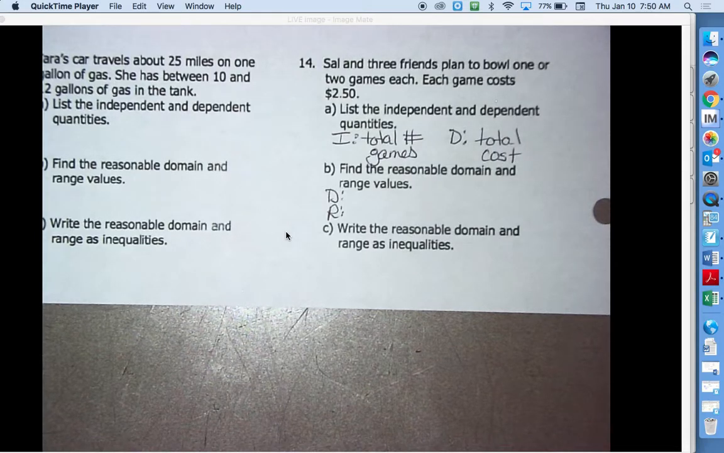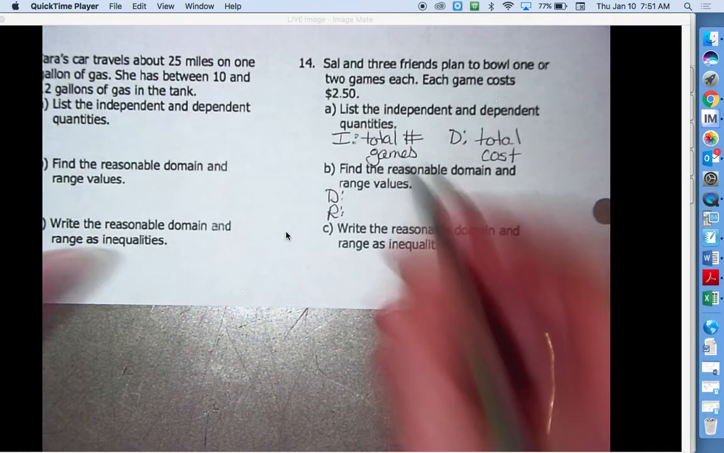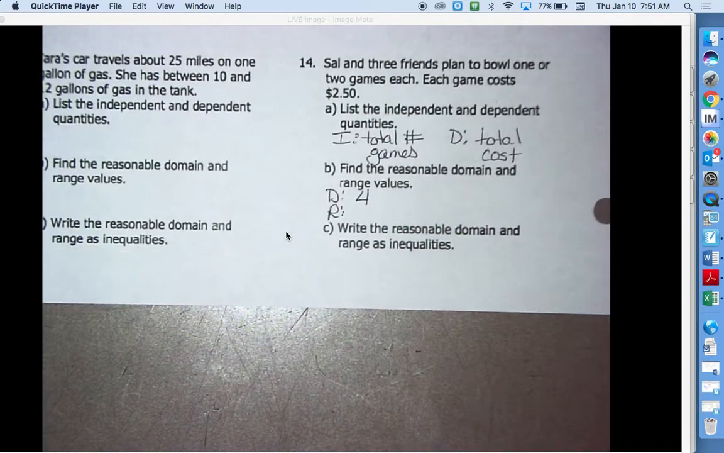So it says find a reasonable domain and range for these values. Well, if Sal and 3 friends plan to bowl 1 game or 2 games, how many games would you be playing? Or how many would you really be paying for? 4. So you're paying for 4 games because all of them are playing. Each of them has to pay a cost of $2.50 for the game that they play. So really, you're paying for 4 games.